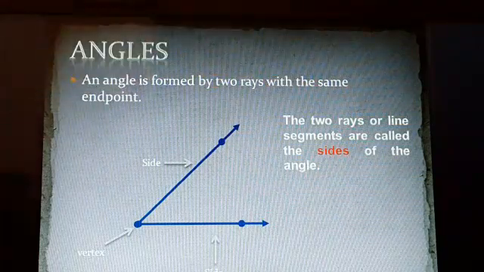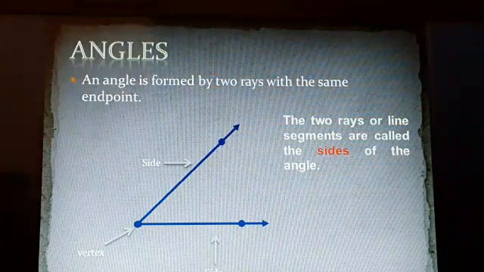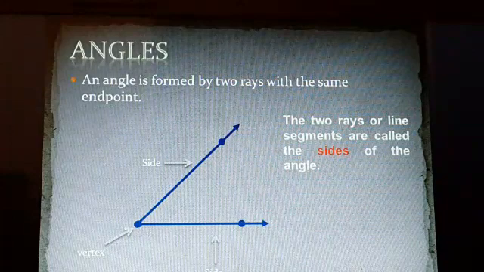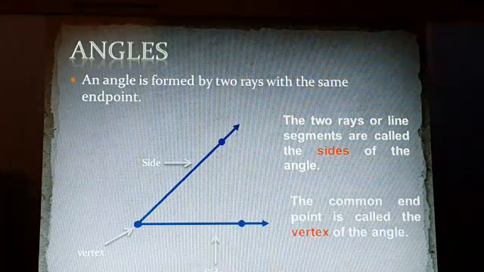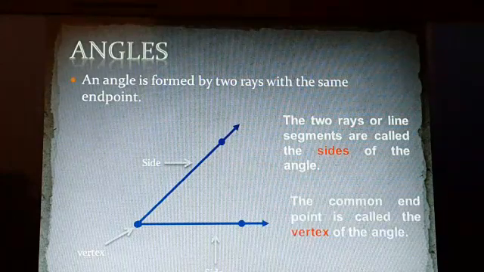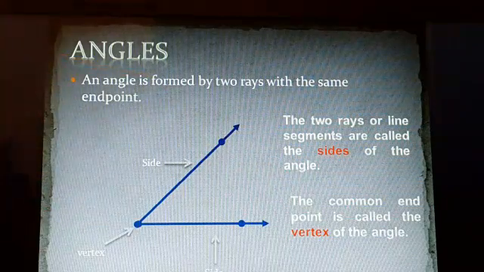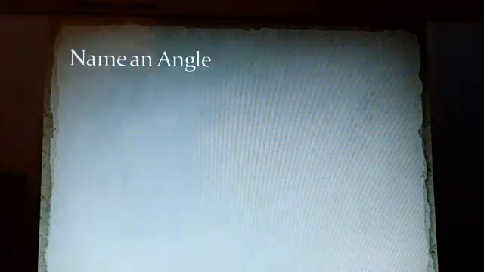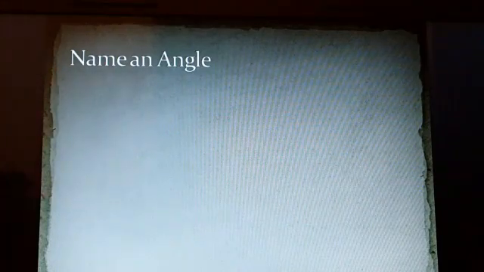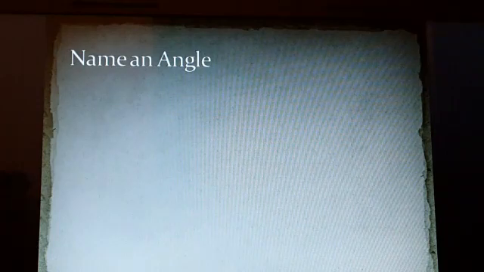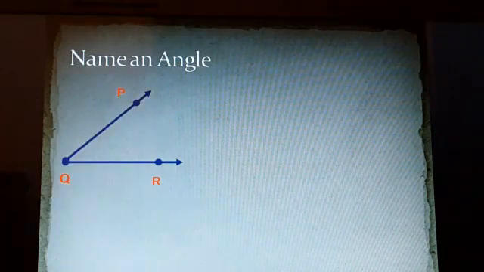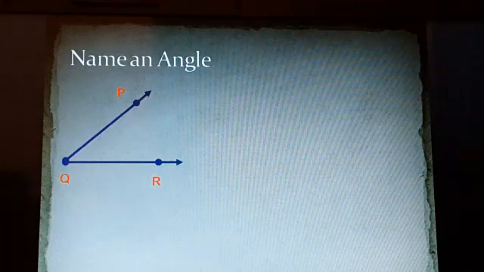Two rays or line segments are called the sides of the angle, and the common end point is called the vertex of the angle. You can see in this figure. Now, name an angle. There are three ways to name an angle. Let's see how you can name it and how you can read it. This is the angle. Now we have the names for the points. Here we have the points P, Q, R.